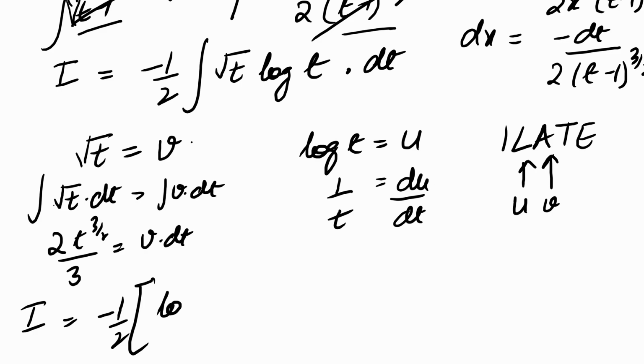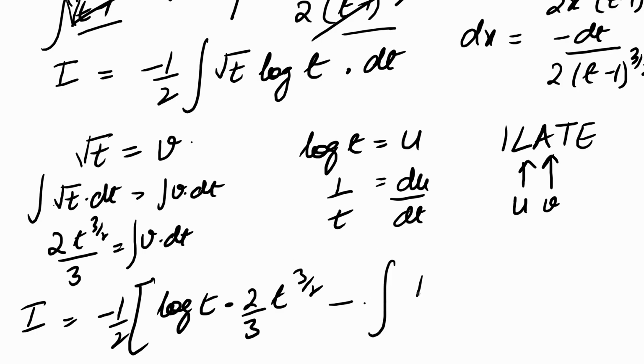That will be log t times 2/3 t to the power 3/2. That is integration v dv. Okay, minus 1 by t and 2/3 again t to the power 3/2 dt.